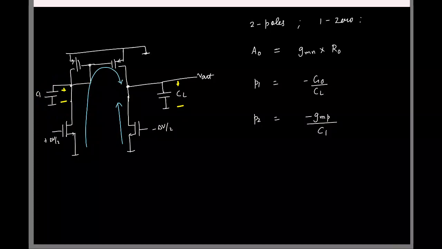I will assume output is 0. Which means if this is 0, no current flows here. So these two currents must add to 0, right? So if I mark this current, say this is I2 and I4. Can you tell me what is I2? Gm delta V by 2. That is fine.